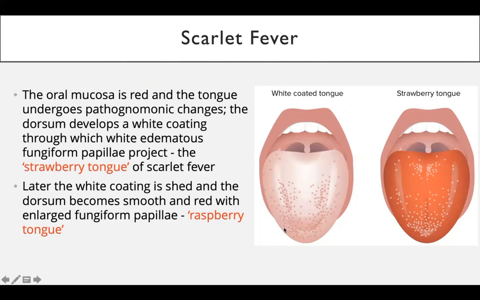The dorsum of the tongue develops a white coating. This is a white coated tongue through which white edematous swollen fungiform papillae project. You remember fungiform papillae? I hope you do. This is known as the strawberry tongue of scarlet fever. Later, the white coating is shed and the dorsum becomes smooth and red with large fungiform papillae, the raspberry tongue. So we have strawberry tongue, with edematous fungiform papillae projecting out, and later the white coating will peel off, giving a raspberry tongue appearance. Red cheeks, red rash on chest, red strawberry tongue, raspberry tongue.